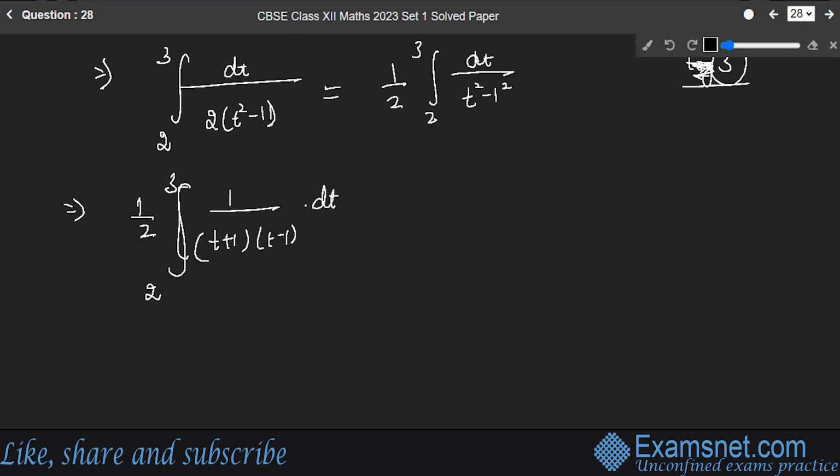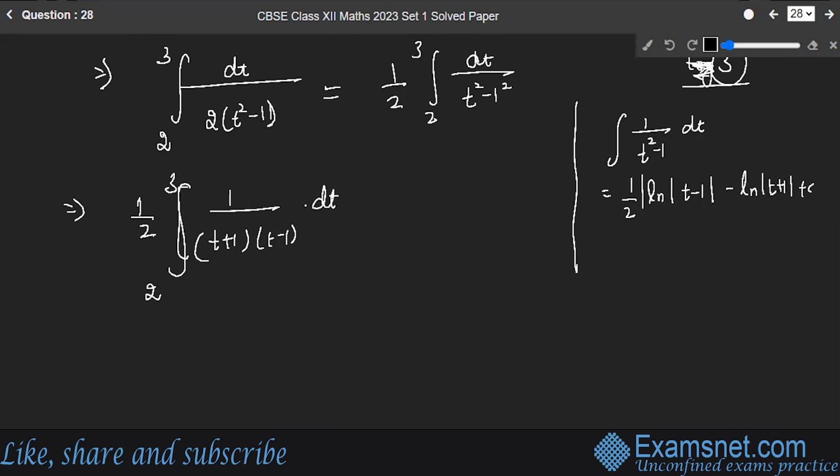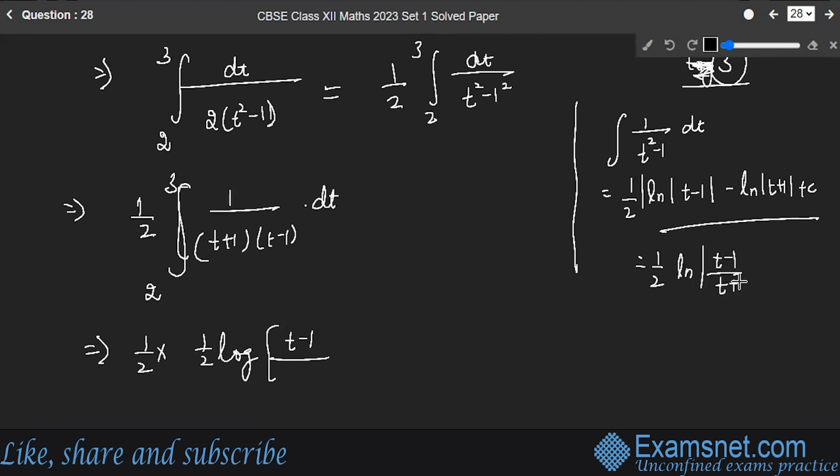Now, I'll discuss one formula. The integral of 1 upon t squared minus 1 dt is given by half natural log of (t minus 1) minus natural log of (t plus 1) plus the constant c. So I'm using this formula in this question. This is half into log of (t minus 1) upon (t plus 1) plus c, with limits from 2 to 3.